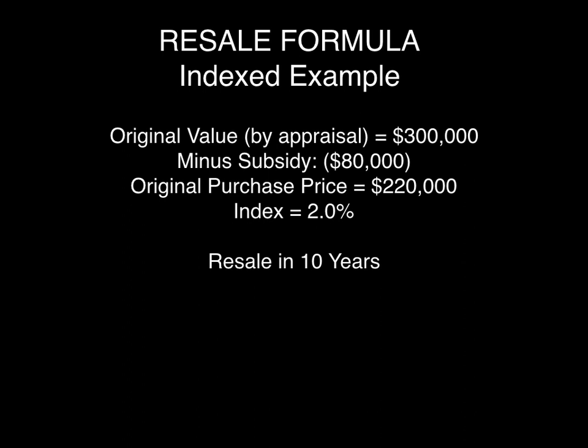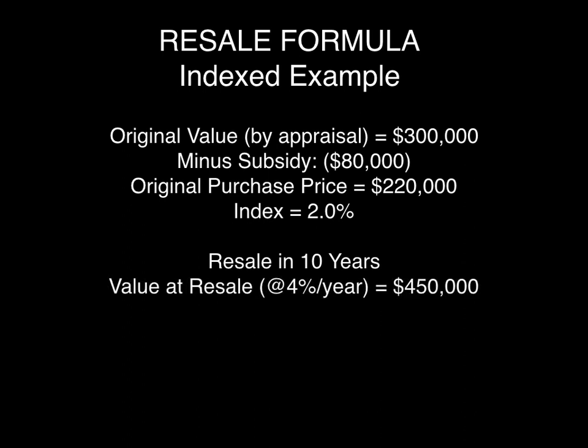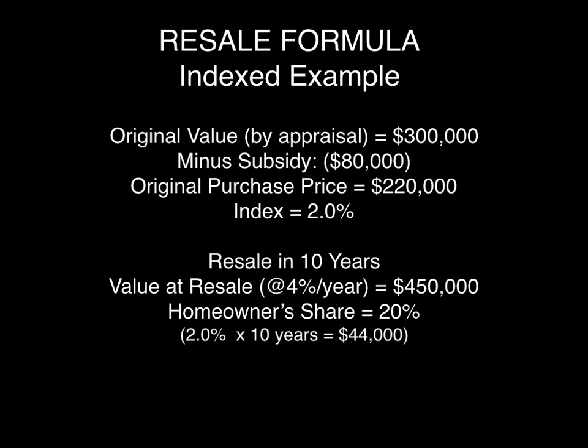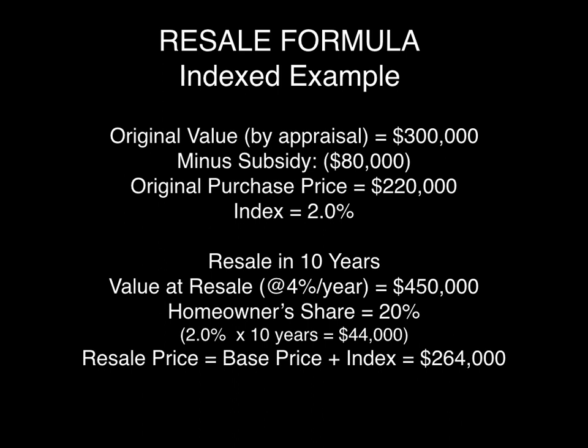So playing out a hypothetical example, there's a resale in 10 years. The market value could have gone up to $350,000 or $450,000 or $510,000. It doesn't matter. It matters, but the resale price is not based upon market conditions. The community land trust instead says the homeowner gets to sell their home for 20% on top of what they originally paid. That 20% is 2% per year for each of the 10 years, multiplied by the original $220,000, which is $44,000. So at resale, the sale proceeds for the homeowner before they pay back the balance of their mortgage is $264,000.